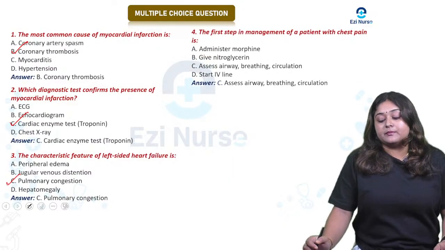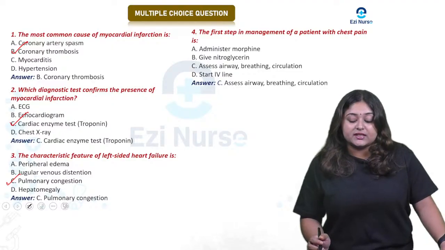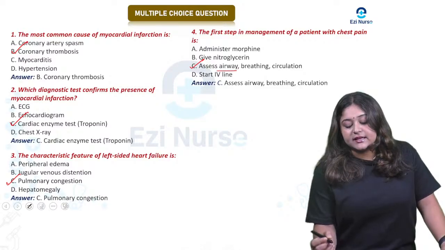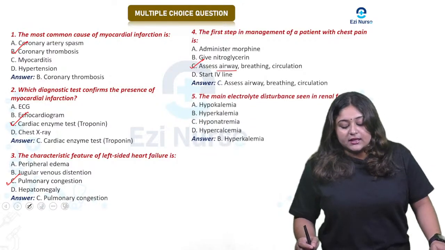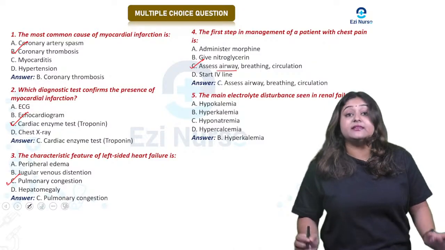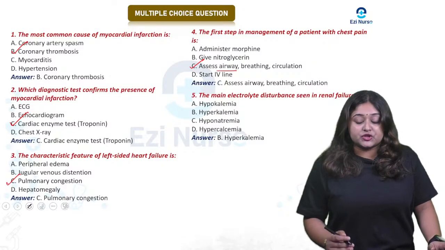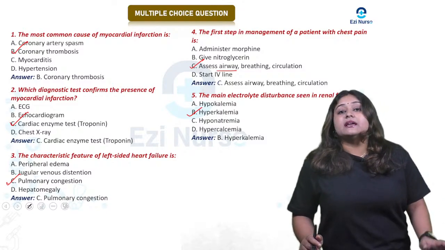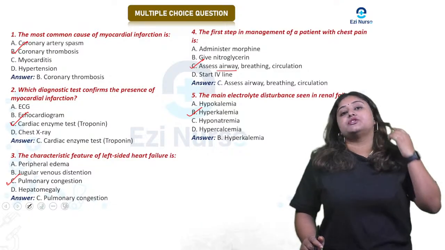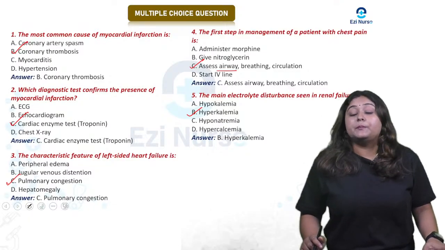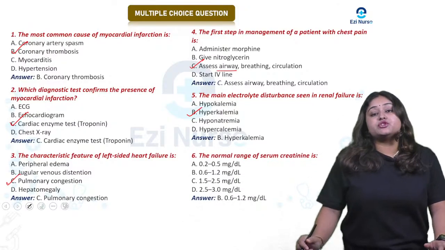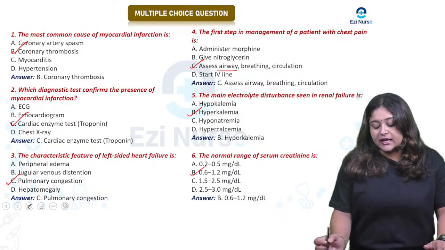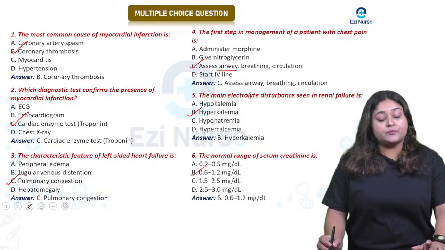Next, the first step in management of a patient with chest pain is, these are your options, and the answer is option C, assess the airway, breathing and circulation. Next, the main electrolyte disturbance in renal failure is, and the answer is option B, that is hyperkalemia, meaning the potassium level is increased in the circulation. Next, the normal range of serum creatinine is, and the answer is option B, 0.6 to 1.2 mg per dl.